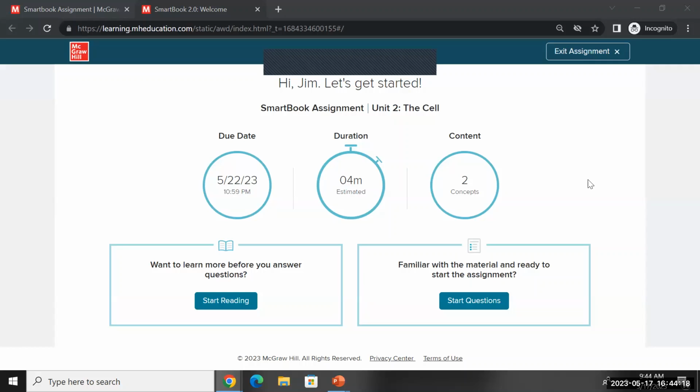So imagine you give students an assignment that they not only read, but it also continually asks them questions just to make sure that they're understanding along the way, and it adapts to their performance. So I've given this assignment. It's only 2 concepts. As a teacher, you may be more comfortable giving 5 concepts, 7 concepts. This is very short, just for the purposes of this presentation. It should take students about 4 minutes, but this could be customized by the teacher. Now, as a student, I can go in to the reading, or if I think I already know this content, I can go directly to the questions. It's really up to me.